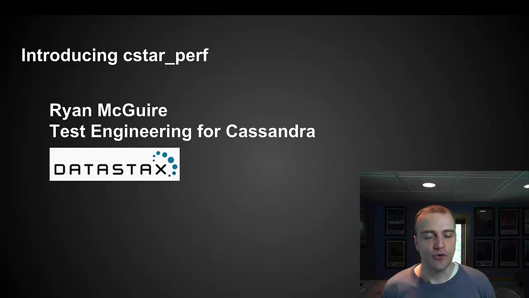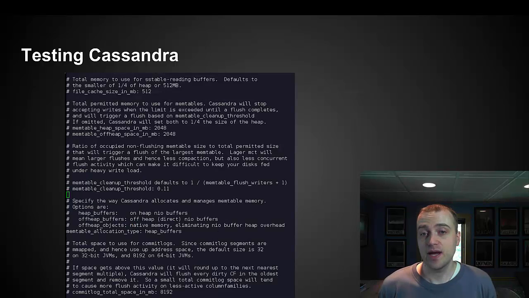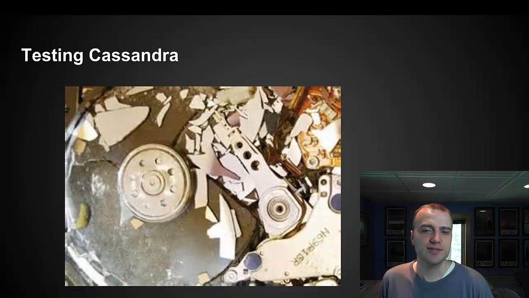Testing Cassandra performance is not a trivial task. You have several distributed nodes with many different configuration settings. Cassandra is a system that has a lot of parallel processes, and it's all running on operating systems that can get into some pretty weird states sometimes.